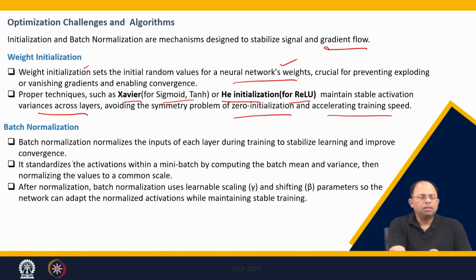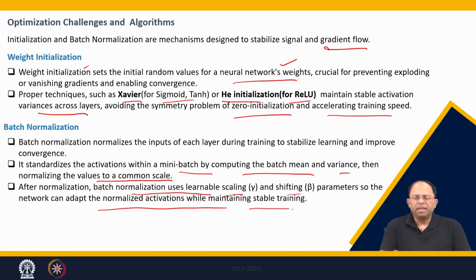Batch normalization normalizes the inputs of each layer during training to stabilize learning and improve convergence. What it does is standardize the activations within a mini batch, not the full dataset. It takes smaller groups of features, computing the batch mean and variance, and then normalizes the values to a common scale. So to a certain extent that standardizes the activations within this particular batch. After normalization, batch normalization uses learnable scaling gamma and shifting beta parameters so that the network can adapt the normalized activations while maintaining stable training.